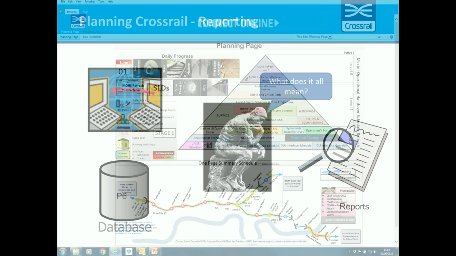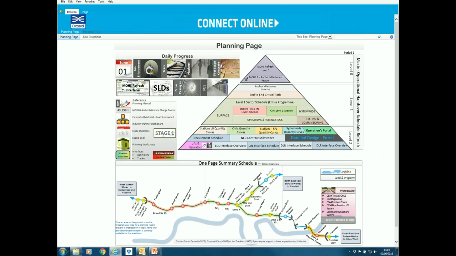So one of the things we're really quite proud of in Crossrail is that we have built what's called our planning page. It's basically an intranet for the planning team and the project management community within Crossrail. It's like an intranet site.